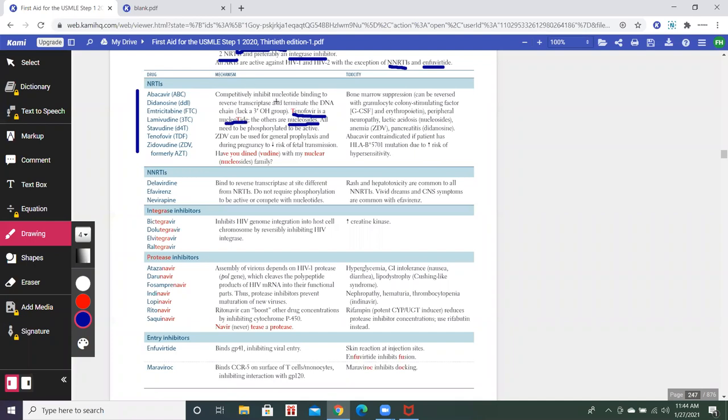Now, the fact that they competitively inhibit nucleotide binding to reverse transcriptase and terminate the DNA chain is not exceptionally high yield for you to understand. If you can only remember that these drugs are nucleoside reverse transcriptase inhibitors, then that is all you have to know. And of course, over here, you have zidovudine, which is used for prophylaxis of AIDS during pregnancy. That is another one, okay? So these are the only things that you have to know.